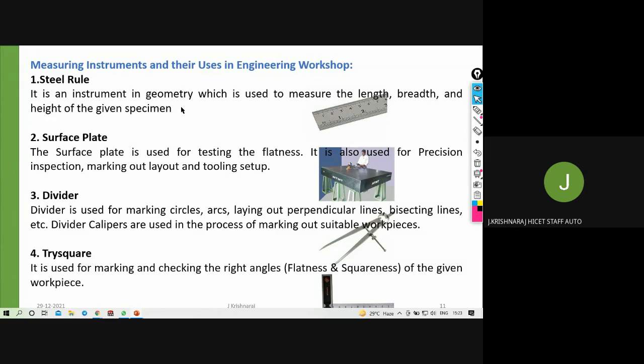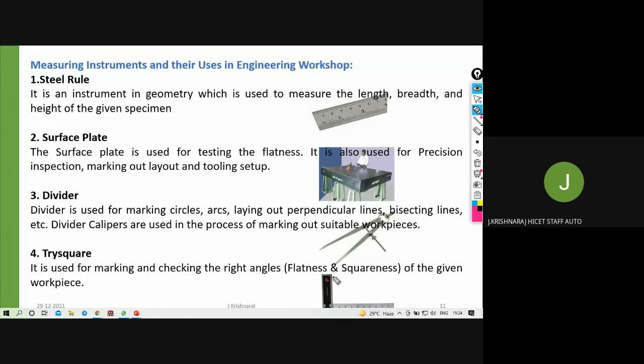The next is a try square. The try square is used in most cases for marking and for checking also. If you want to check whether two surfaces are at right angles to each other, whether it is perfectly 90 degrees or not, and whether the surface is flat or not, flatness and squareness can be measured by using this try square. In this try square, there is a right angle element.